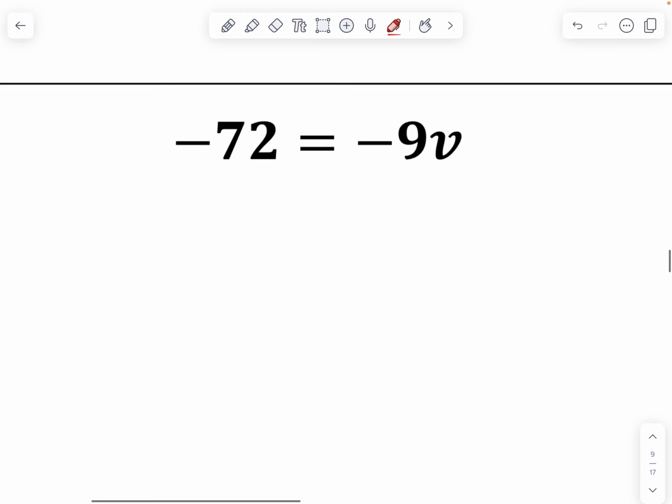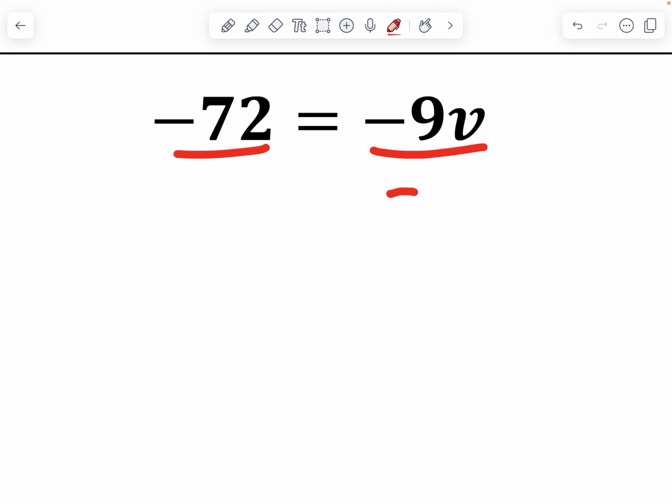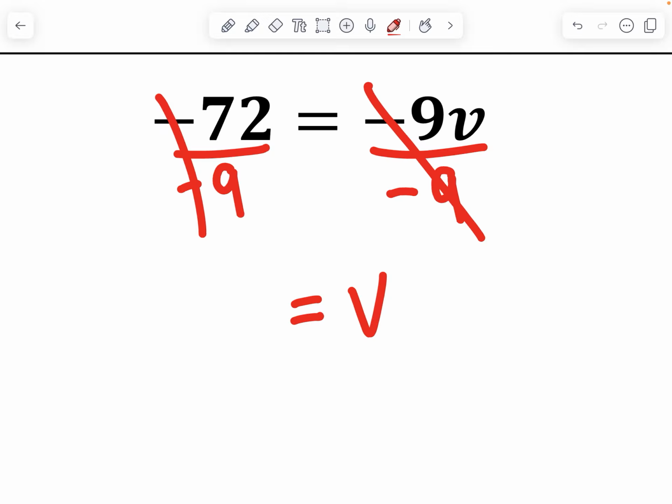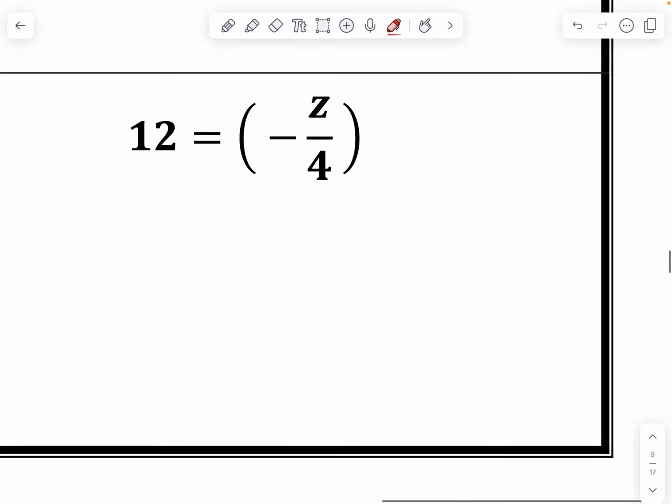Scrolling down a little bit. This is a multiplication problem because we have a number and a variable connected to each other. So we will need to divide by the coefficient. The coefficient is the number with your variable. So we'll divide by -9. That way the 9s and the negatives cancel out, leaving just v. And we always do it to the other side too. Negative divided by negative is a positive, so those will cancel each other out. 72 divided by 9 is 8. So v equals 8.